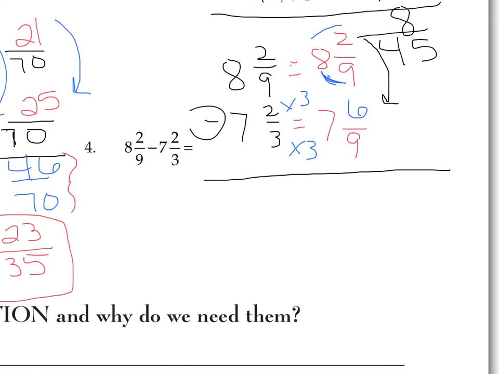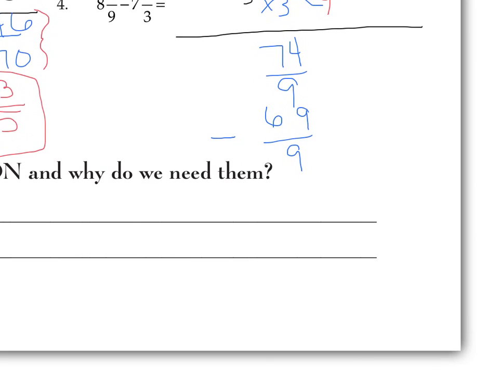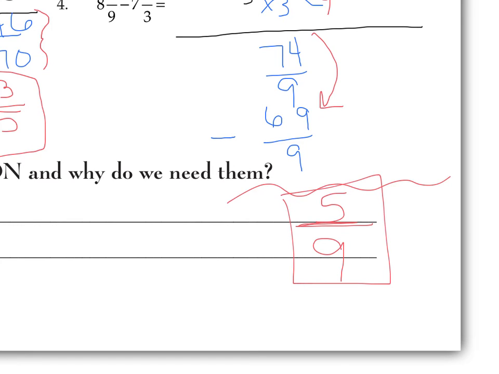So we have 74 over 9 minus, and then we do the bottom here, 9 times 7 is 63, plus 6 is 69 over 9. And now we can subtract these. So what do we get? The denominator is going to be 9. 74 minus 69 is 5. So we have 5/9. So that seems to be the fastest way to do that.